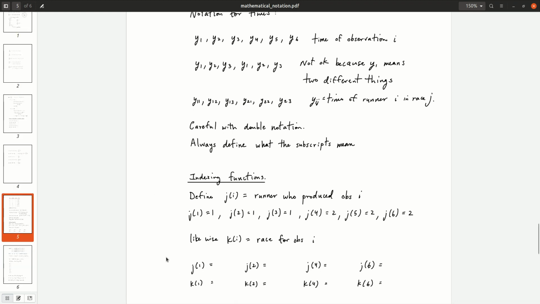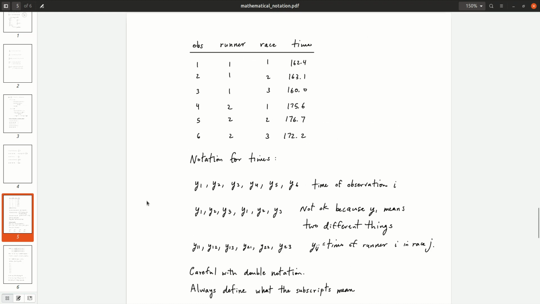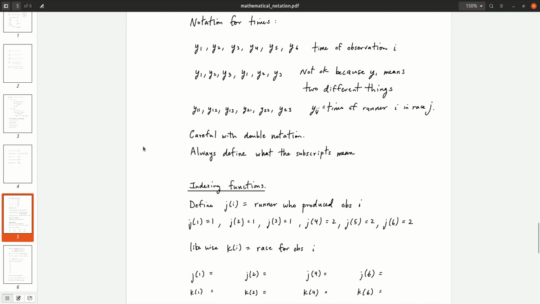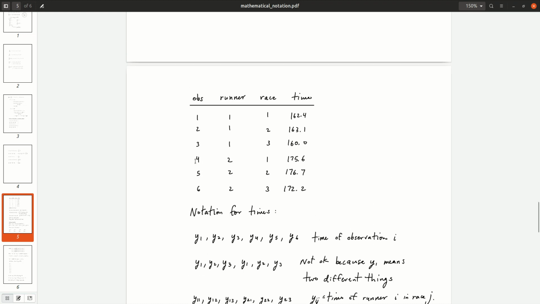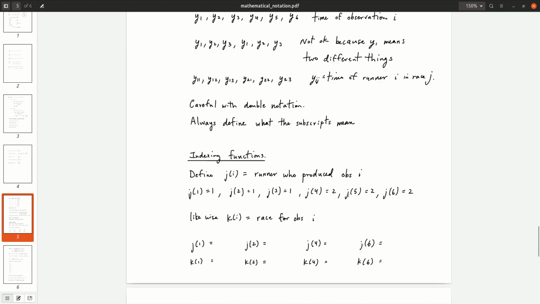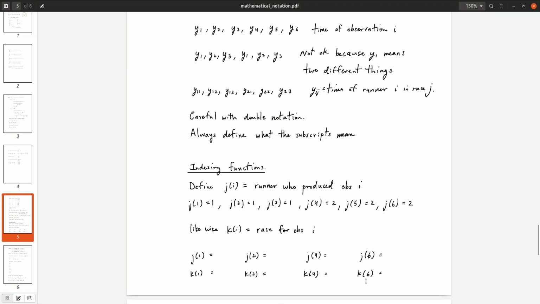I don't have the solutions listed here, but some of these we already did, so we'll skip these. So the race associated with the first observation is race 1. The race associated with the second observation is race 2. The race associated with the fourth observation is race 1. So the fourth observation came from race 1. And the race associated with the sixth observation is race 3.